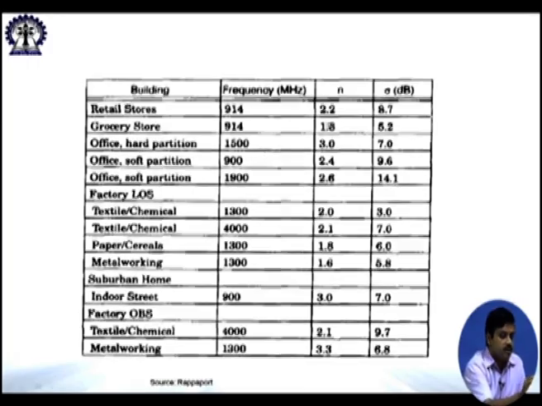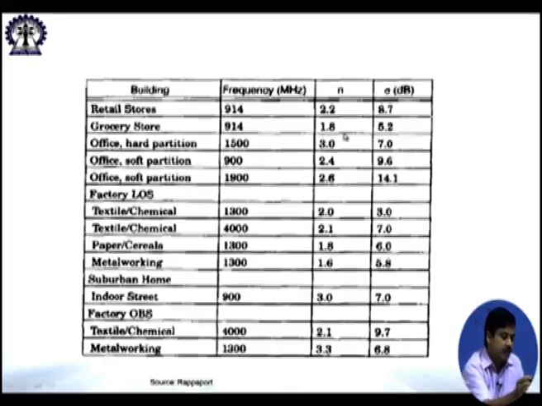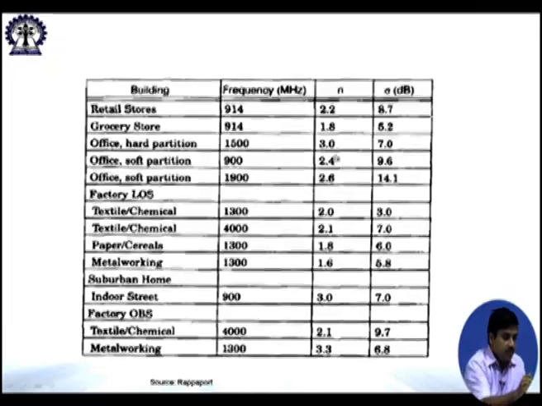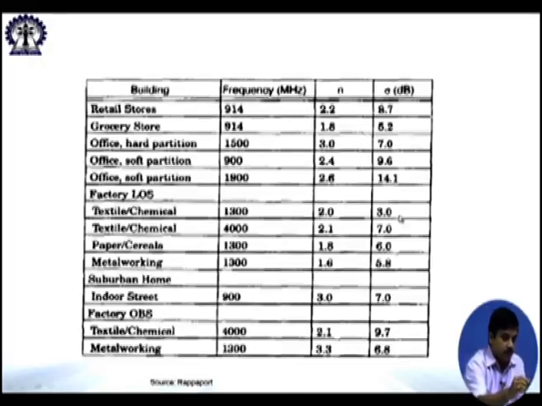In a grocery store, what we can see is the value would decrease to 1.8. Of course, it depends upon the type of store and the type of locality and the type of things that are kept. What we see is one of the highest is in metal working location, where it is 3.3, and there is also around 3 in office with hard partition, and the values of sigma have a range of up to around 14. It has a low value of around 3.